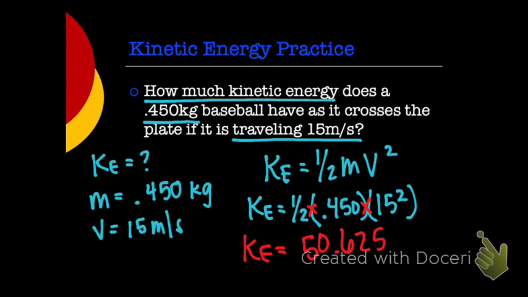If you did not get that in your calculator, I need you to tell me so that I can help you work it out. You could also just plug it in exactly that order. So you could take 0.5 times 0.450 times 15 squared, right? Your calculator should do order of operations correctly, which means what has to come first in order of operations? Exponents has to come first, right?